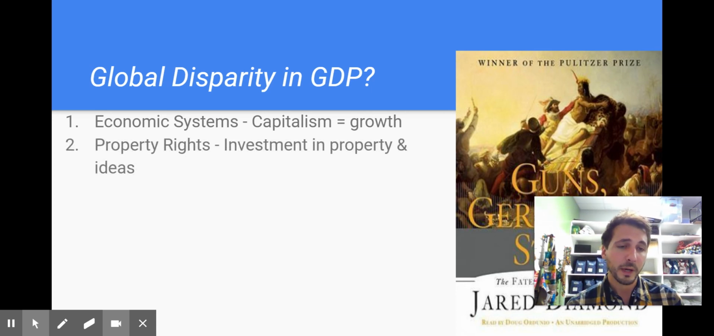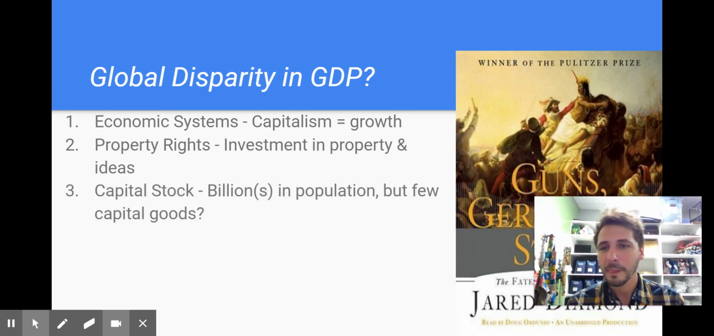Two, we have property rights. When nations have property rights, people invest in their resources. When people invest in their resources, those resources are going to be more productive when businesses buy them to produce goods and services. So if you have your own house, you're going to take much better care of it than if you're over at your friend's house where you might just throw your trash wherever, for example.